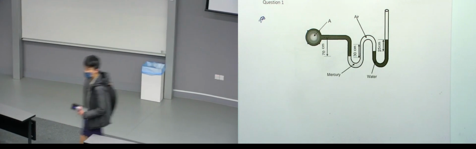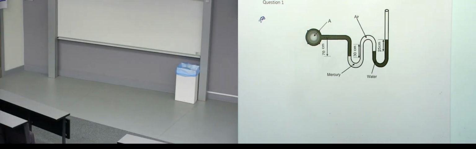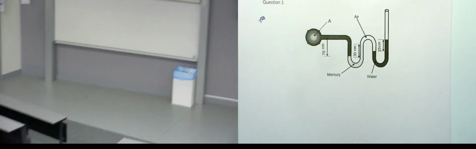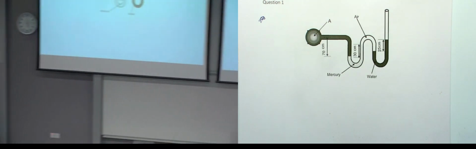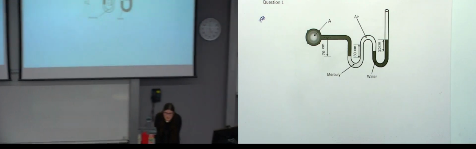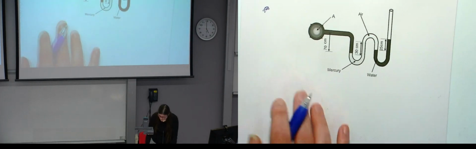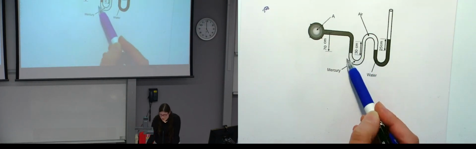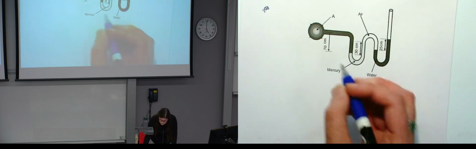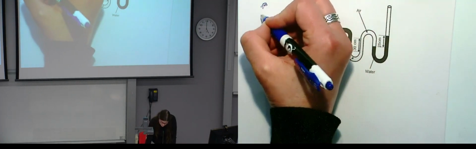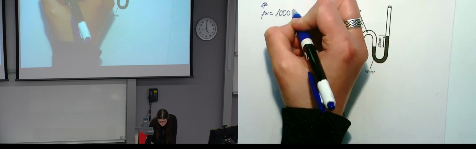Let's start with question 1. Question 1 presents this manometer and asks what is the pressure at point A. The best way to do any question is first to start writing what we know and what we want to know. In this case, we know that this is water, this is mercury. We know that the density of water is 1,000 kilograms per cubic meter.